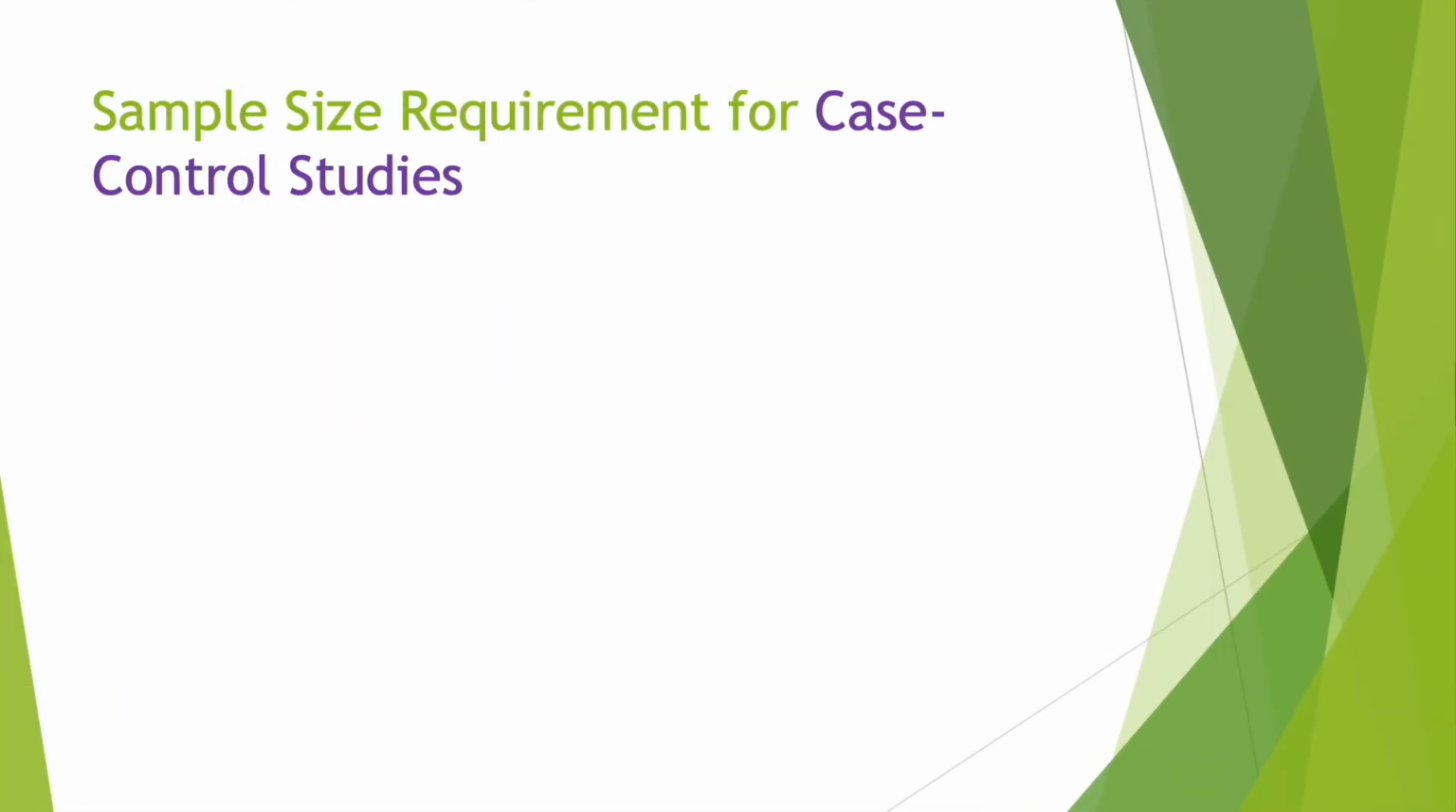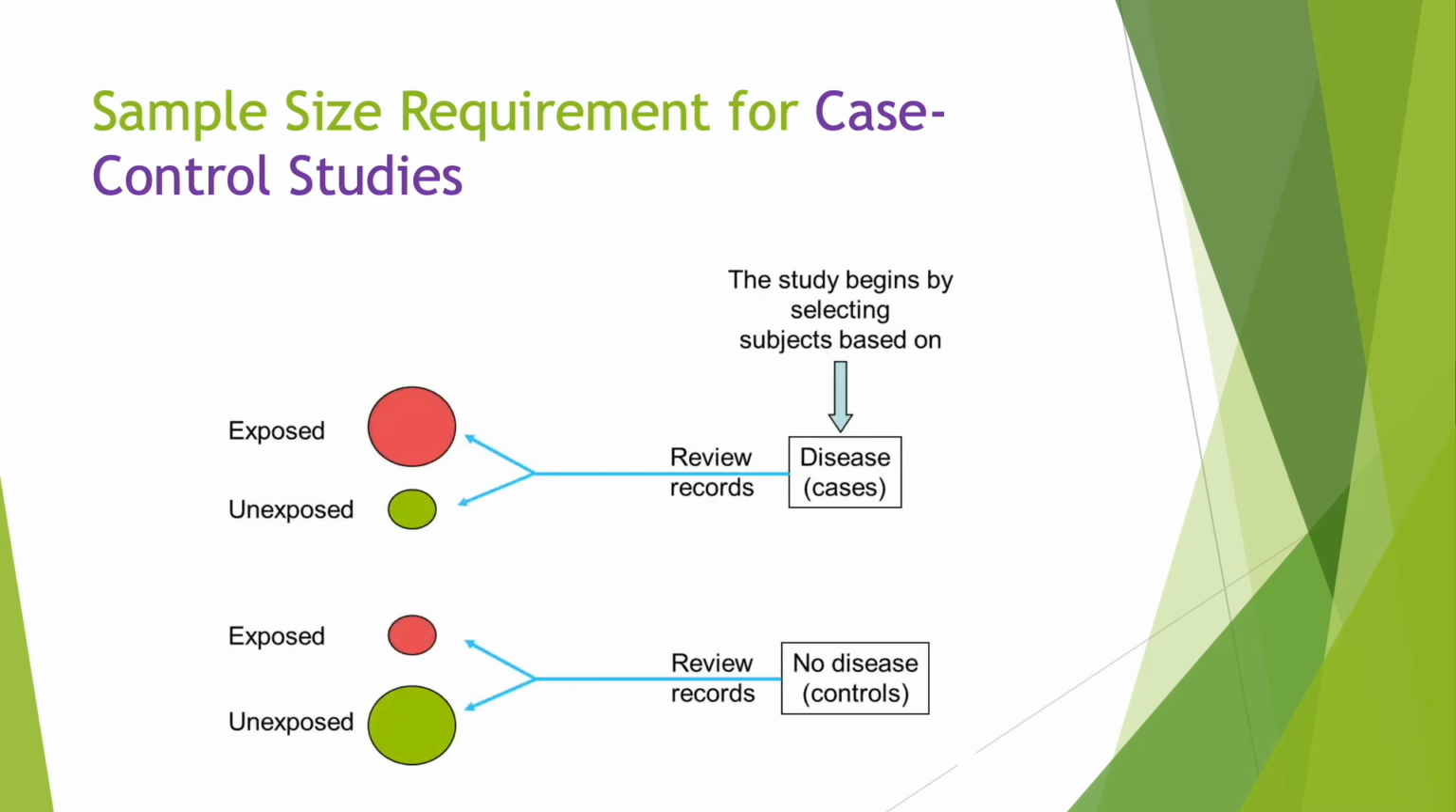Let us now talk about sample size requirement for case-control studies. Case-control studies are also analytic studies in that you would like to determine if an association exists between exposure and outcome or disease. Likewise, you would like to know if the odds for the outcome differs between the exposed group and the unexposed group. Now, as a review, in case-control studies, you begin by selecting subjects based on the presence or absence of disease. That is, you determine your cases and your controls. You then review the records to see who among each group had the exposure and who did not.